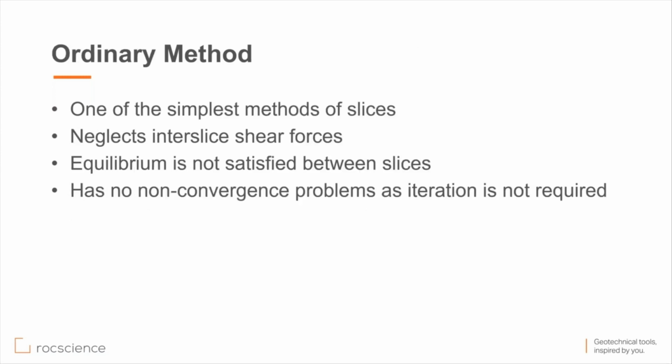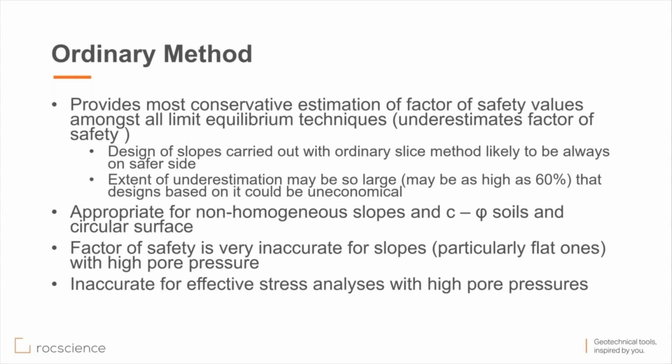So the ordinary method is one of the simplest methods, and as you can guess, it's one of the oldest methods. It neglects interslice shear forces, and as a result, equilibrium is not satisfied between slices. But the beauty of this method is it does not have convergence problems because it does not iterate. It's a very simple equation to solve for factor of safety. Now, it tends to give conservative answers, which means it tends to underestimate the factor of safety. As a result, designs done using the ordinary slice method are likely to be on the safer side.